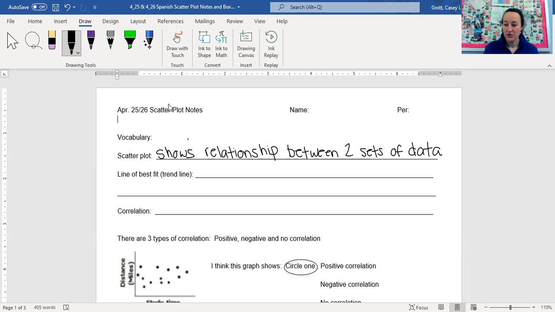A line of best fit, or a trend line, is a line that best represents the data. Not so much this year, but possibly next year in Algebra 1, trend lines are going to help you make predictions.